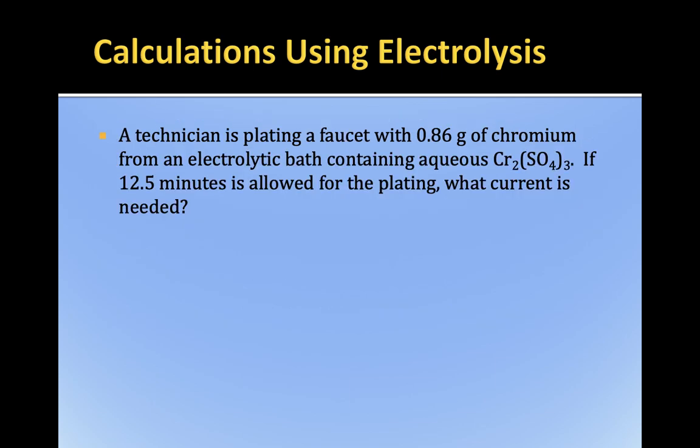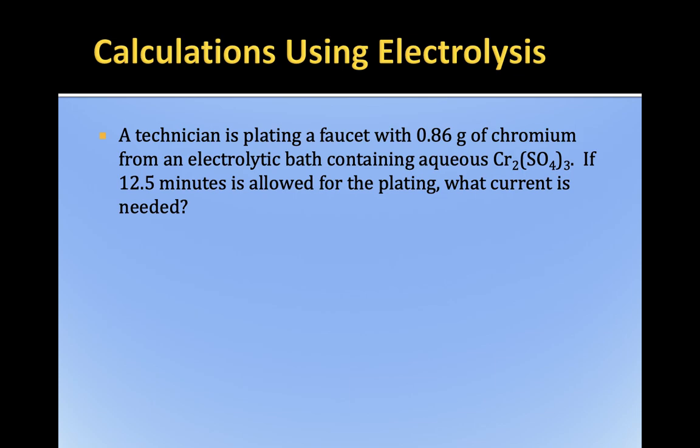Another example for you real quick. Technetium is plating a faucet with 0.86 grams of chromium from an electrolytic bath containing aqueous chromium sulfate. If 12.5 minutes is allowed for the plating, what current would we need? This is the other type of question you could see.